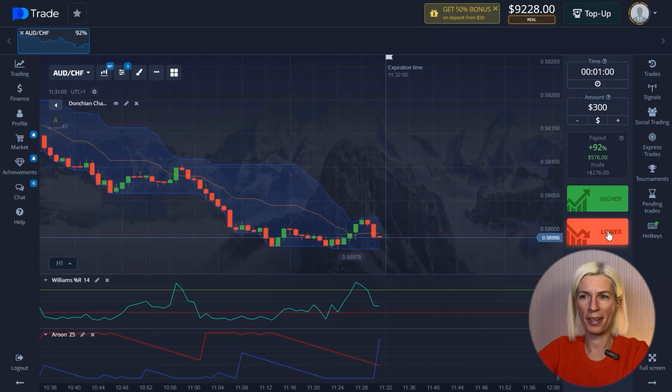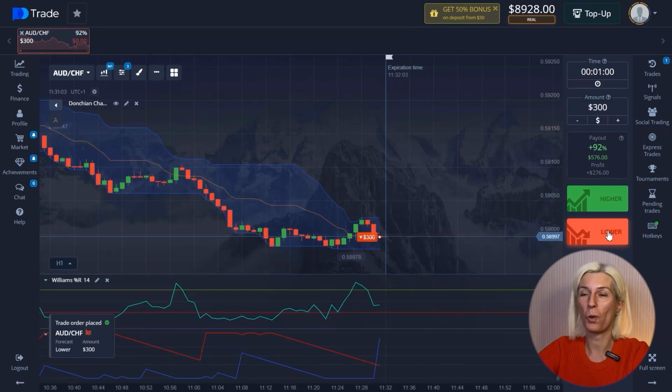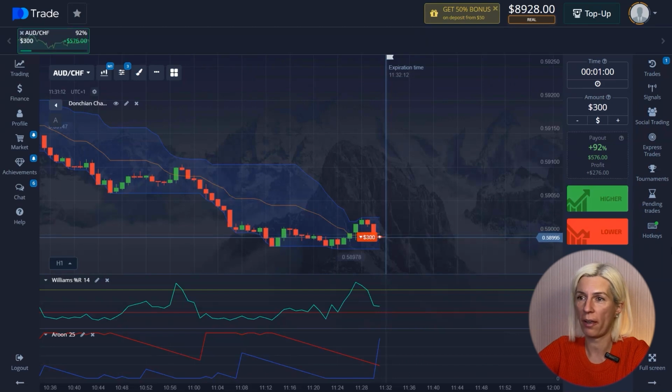Let's get back to trading and open another up trade for 1 minute with $300. We see that the decline in price continues, and the price, having fallen below the downturn average line, began to consolidate in its lower half. In addition, the Williams line was also actively declining.